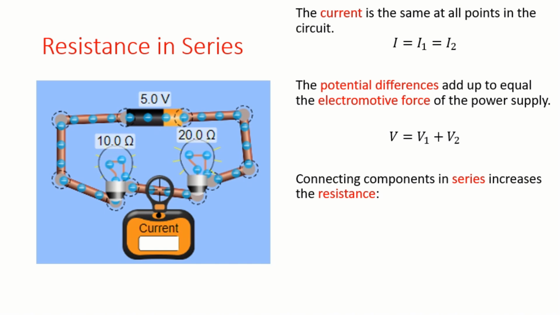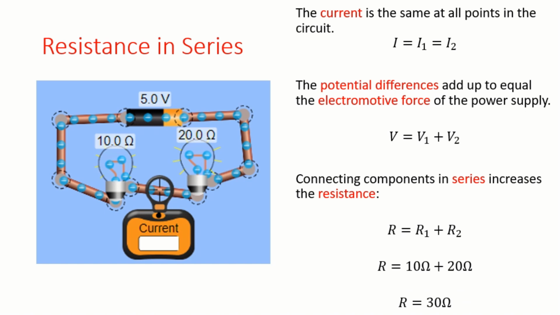Now, the nice thing about this is that actually the rule for series is very simple. When we want to get the total resistance, or effective resistance, R, all we do is add up the resistances that we know. So in this case, we've got a 10 and a 20. Well, the 10 and the 20 add up together to make a nice 30 ohms.